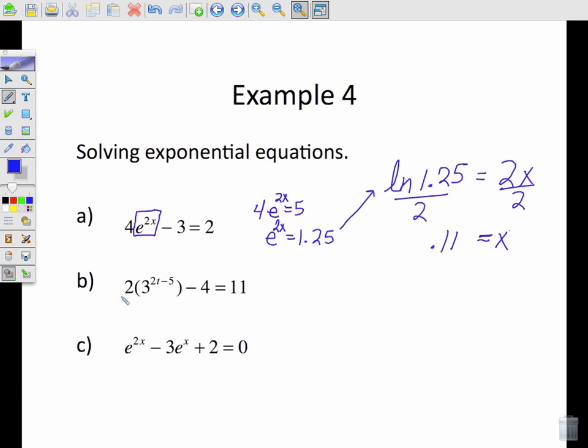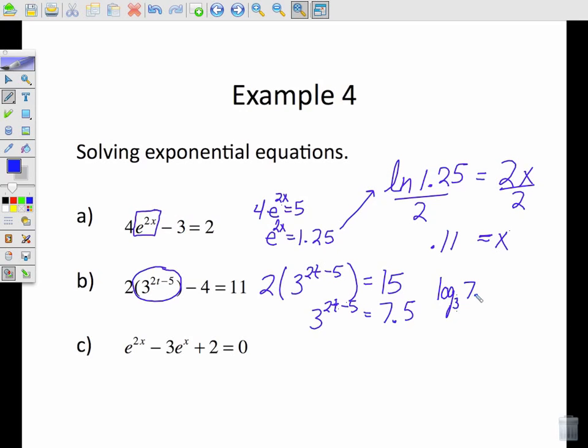You're going to see that we have some similar processes here with the second one. I want to try to isolate this power of 3, so I'm going to add 4 over to the other side. Add the 4 over, you get 11 plus 4, which is 15. We're going to divide by 2, so that equals 7.5. You still have your exponent. In order to solve this, you have to write it in logarithms. Your logarithm would be log base 3 of 7.5 equals 2t minus 5.